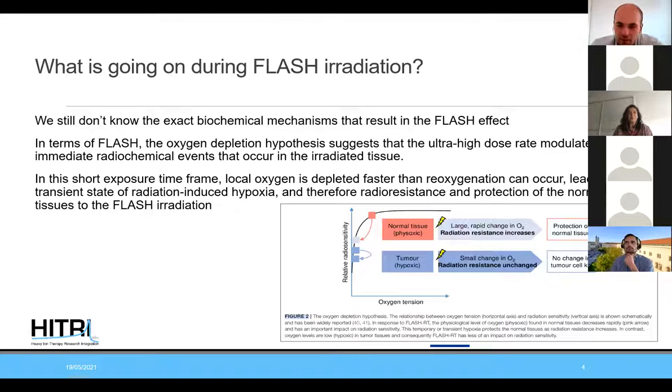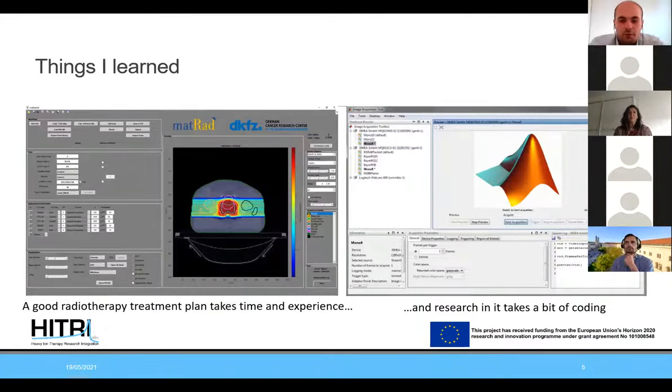But still, if we accept that, how can we explain what happens during tumor irradiation where we still have good tumor control? What is generally accepted is that tumors are more hypoxic than normal healthy tissue. So there is a small change in oxygen and the resistance is actually unchanged. So at the same time we can damage the tumor effectively and also spare the normal tissue. But as I have mentioned, there is no exact explanation. This is just a hypothesis, but what we can observe is that there is a dependence on dose rate. And that is what I'm trying to do. I'm trying to incorporate dose rates in MATRAD, so we can simulate flash, and therefore we could better understand it.